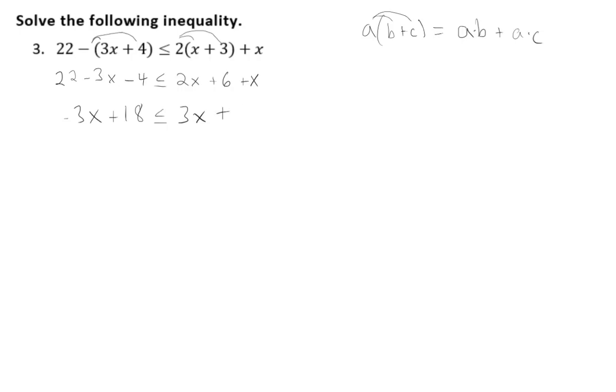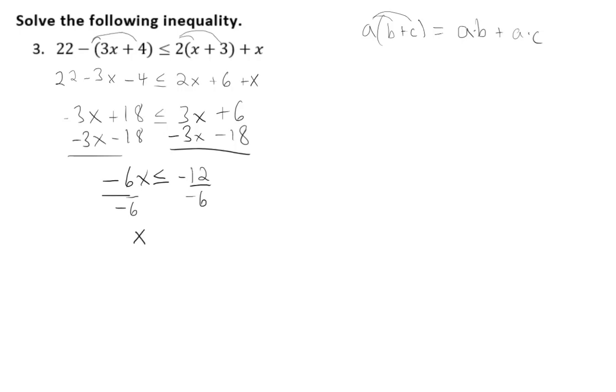And plus 6. All right, I need to move my x's to my left, so I'm going to subtract 3x from both sides. And I'm going to subtract 18 to move the numbers to the right side. So that gives me negative 6x after the 18s cancel out. The x's here cancel out, and 6 minus 18 would give me a negative 12. Now I need to divide both sides by negative 6 to get that x by itself. And that gives me x, and negative 12 divided by negative 6 gives me 2.